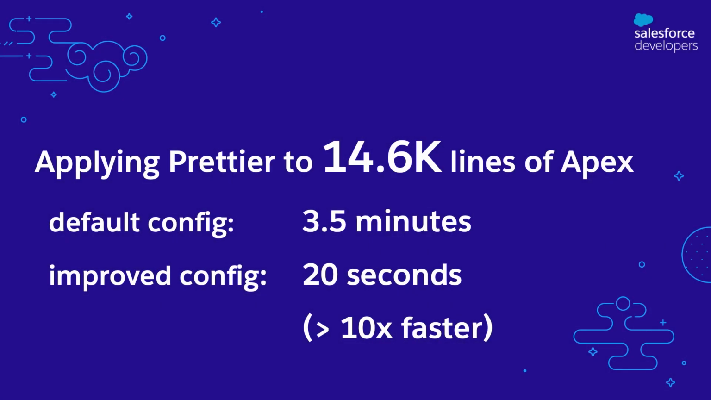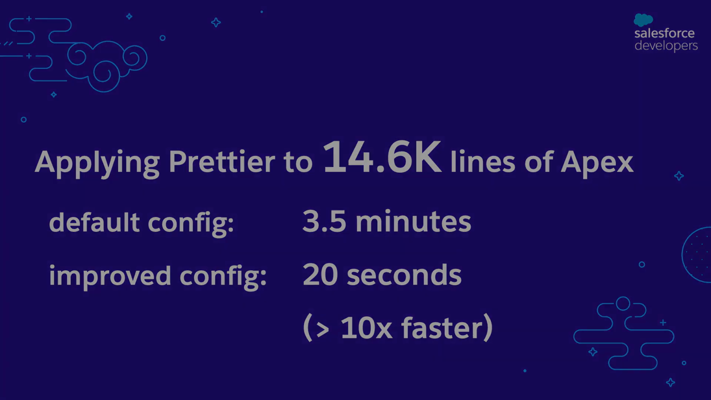Some numbers to wrap this up. We've been looking at how we can apply Prettier to Apex recipes, and this is almost 15,000 lines of Apex. It took 3.5 minutes to run with the default configuration, and we lowered this number to 20 seconds. That's 10 times faster with the improved configuration in the Apex standalone parser mode.